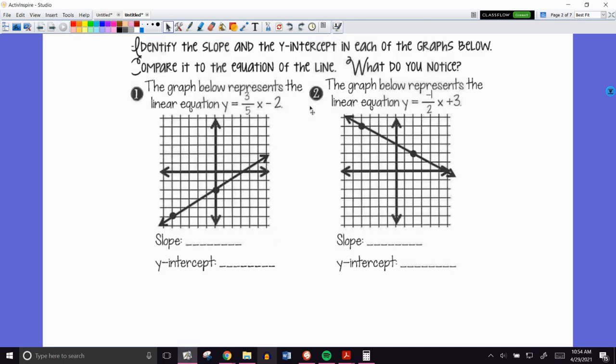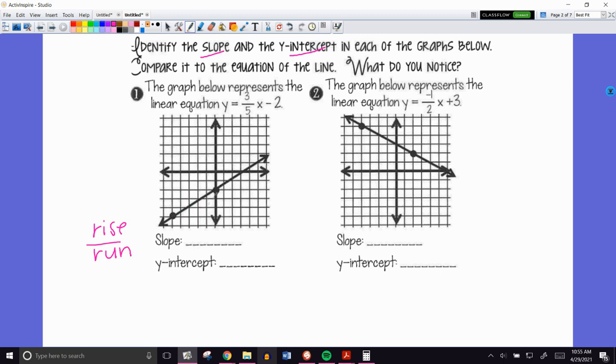Okay, so when you open your foldable, the top says identify the slope and the y-intercept in each of the graphs below. Compare it to the equation of the line. What do you notice? So I'm going to look at my first graph, and I need us to remember that with slope, we're going to find our rise over our run.